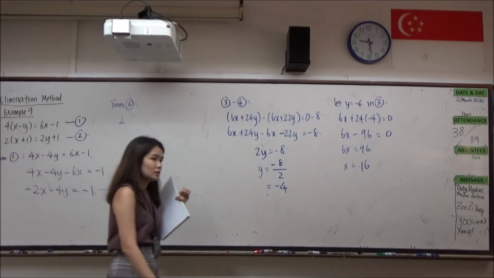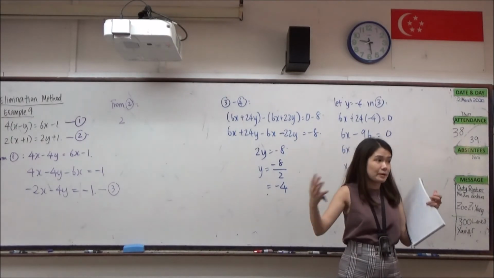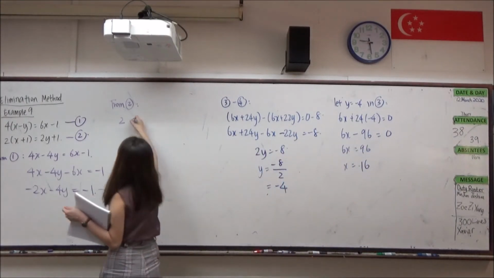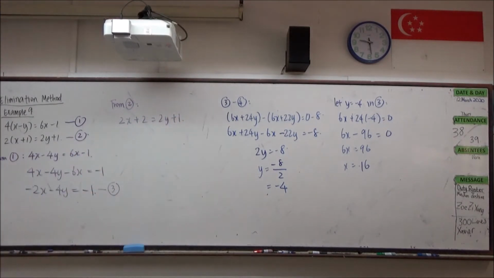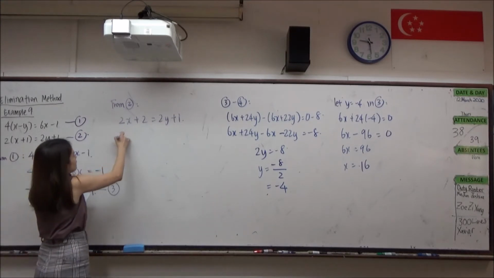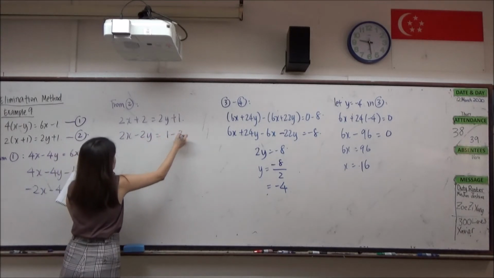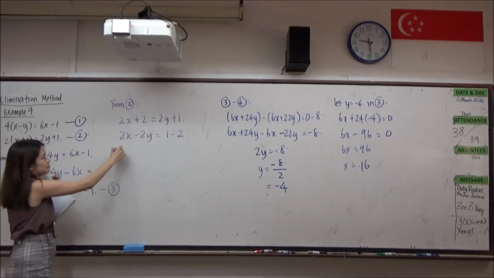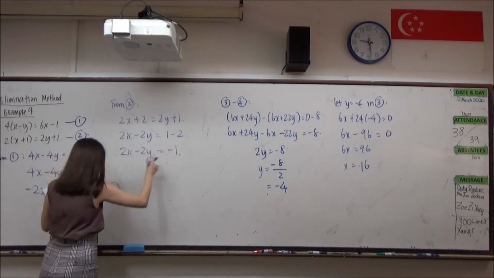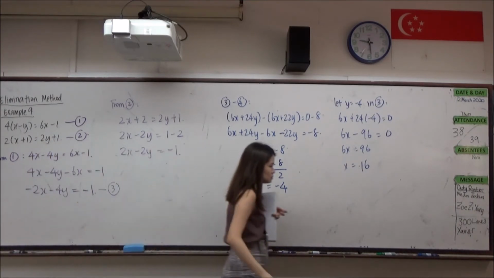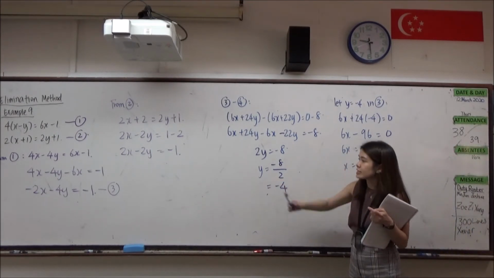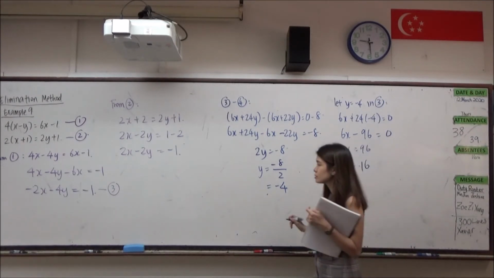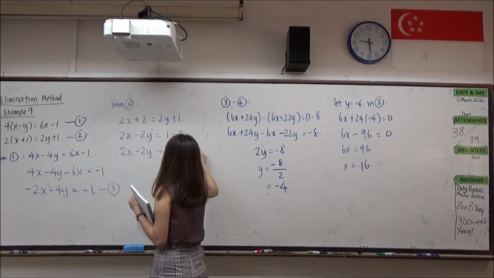So do the same, we just have to expand, open up the brackets only. Okay? So we will just get 2x plus 2 equals 2y plus 1. Alright, so that's what we're looking for. Then after that, we put the algebra over to the left and the rest of the numbers over to the right. So we get 2x minus 2y equals negative 1. That will be equation 4.